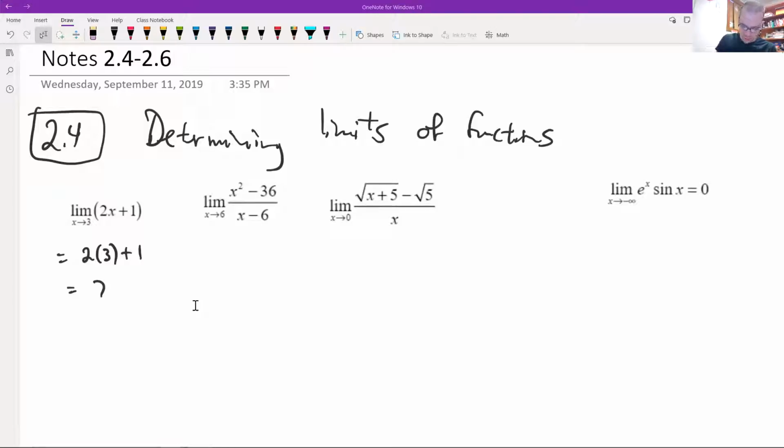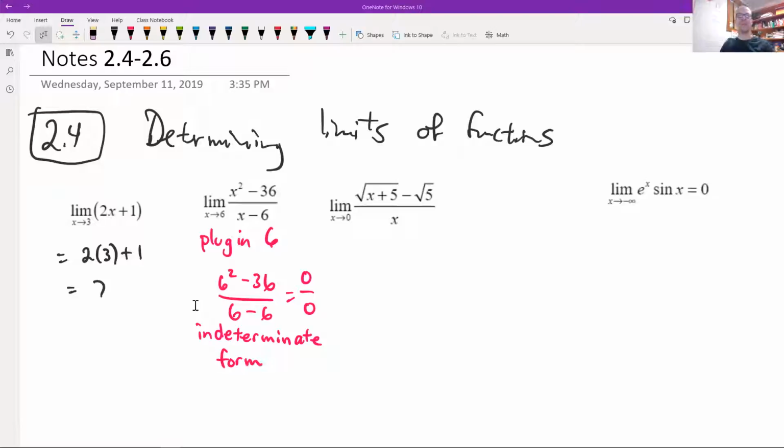Lines are nice continuous functions, and limits are pretty easy in that case. Next one. Let's see what happens if we try to plug in 6. We would get 6 squared minus 36 over 6 minus 6, and that's all equal to 0 over 0, which is an indeterminate form. I might go ahead and write that down. Indeterminate form. And that means that we really can't make heads or tails of it in this form.